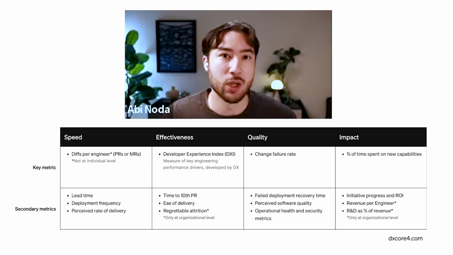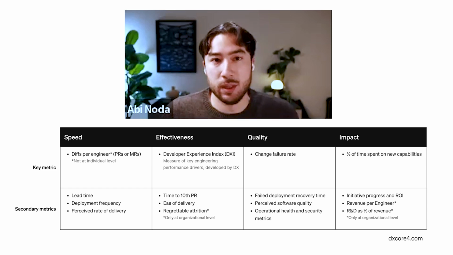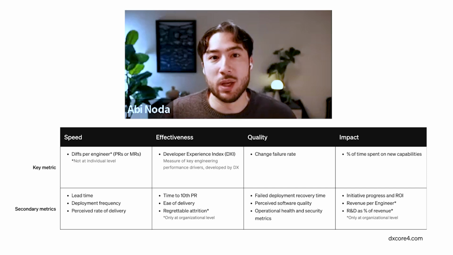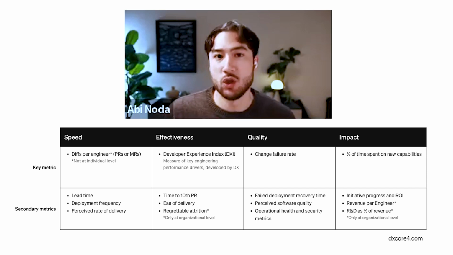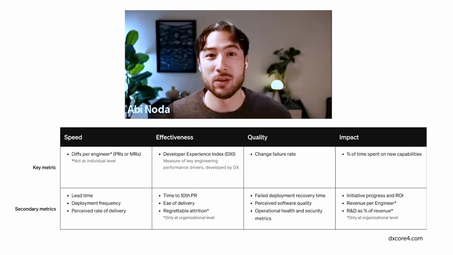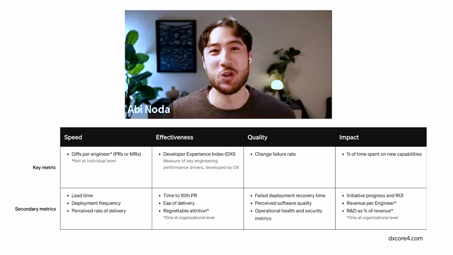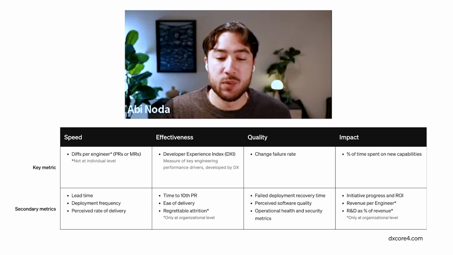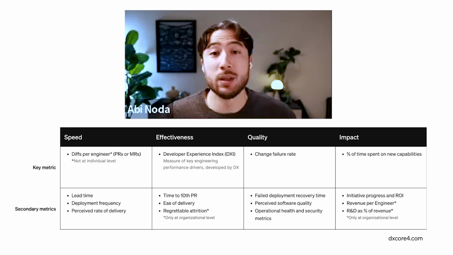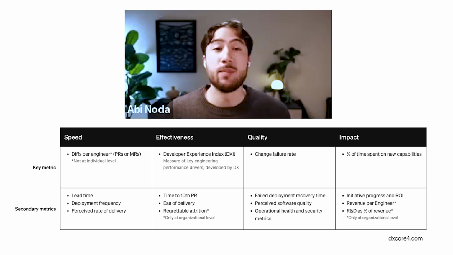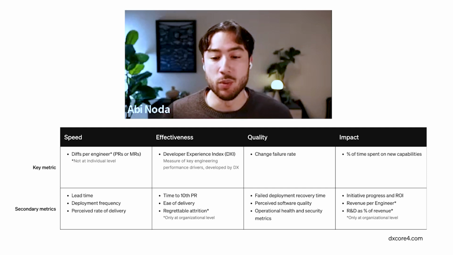And I'm going to briefly touch on each one. In terms of applicability, a question we get asked, for example, is for the speed dimension, why is it diffs per engineer, which we're going to talk more about shortly, because there's a lot of caution we want to share with folks about that metric. But why diffs per engineer instead of lead time, for example? And one of the reasons is applicability to different audiences.